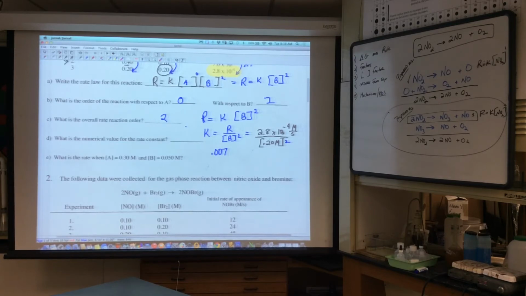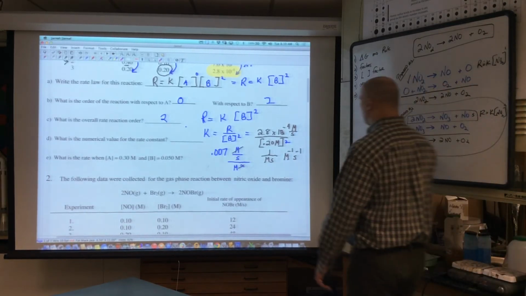What are the units, my friends? Well, look over here. We have molarity per second all over molarity squared. So you can clearly see, hopefully, that this molarity will cancel with one of these. And what's going to happen is you're going to have 1 over molarity second. Now, there's another way to write that. 1 over molarity second is molarity to the negative 1, second to the negative 1.